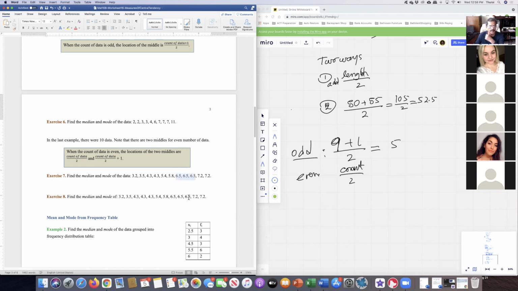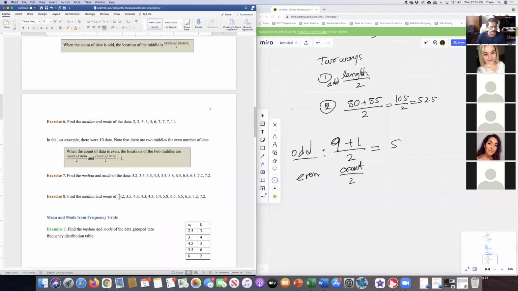Now the mode. 6.5 is the one that has the highest frequency. Remember, it's the data that has the highest frequency that's your mode. The frequency of this is 3, so sometimes I get the answer as 3. Nope, that's the wrong answer. The data that has the highest frequency, which is 6.5, that's your mode.